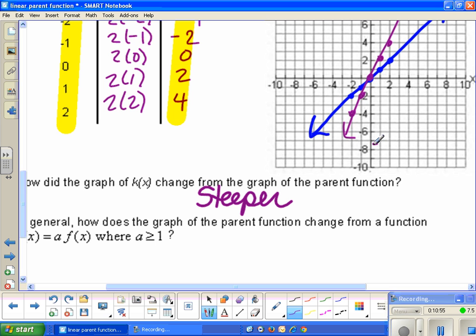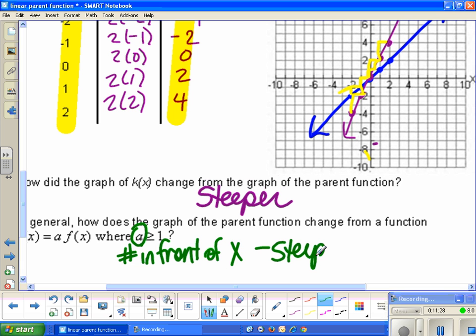Because this one is up 1 over 1, up 1 over 1. This one is up 2 over 1, up 2 over 1. So this one is getting bigger faster. Staircase is steeper because of the 2 that's in front. So, in general, and write this underneath it, if the number in front of x is greater than 1, then it's going to be steeper than our parent function.